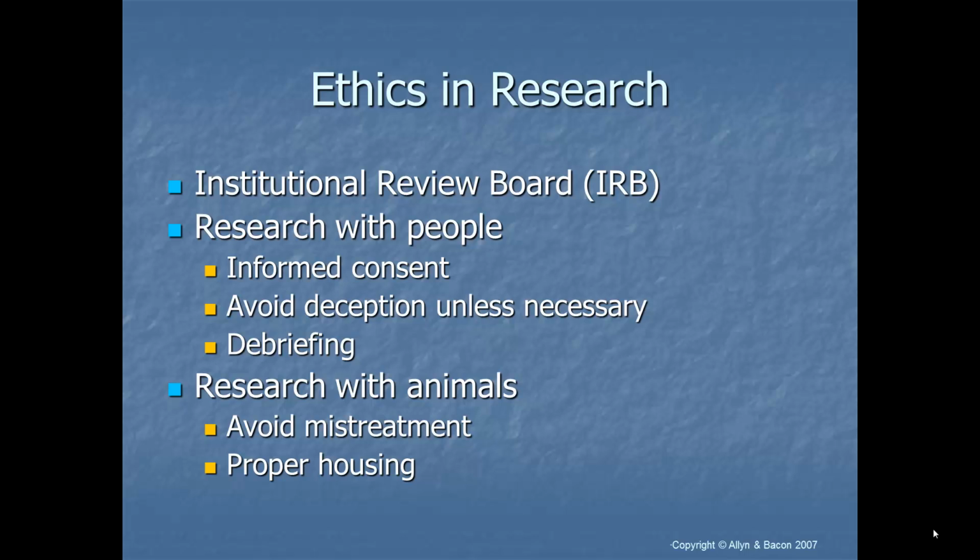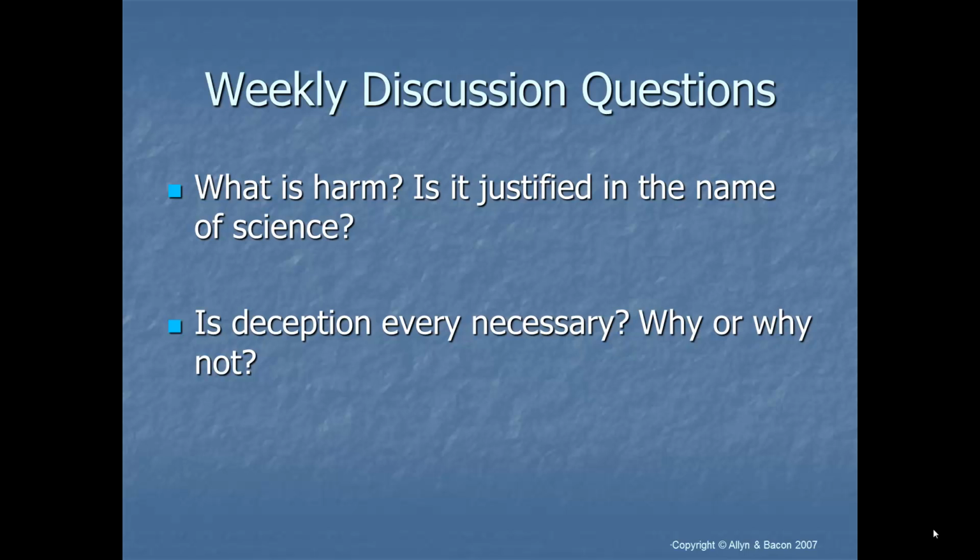Same thing, animals have rights too. You can't mistreat them, you have to house them properly. Now again, sometimes these animals are subject to harm, pain, and sometimes even death, and we're going to talk about that later. So be thinking about this. Harm: is it justified in the name of science, whether it be humans or animals? Deception, this is more with humans: should we ever deceive people as part of the research? Why or why not? This is the kind of stuff that I look forward to reading in your discussion posts.